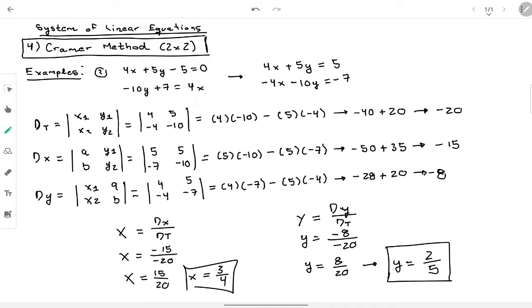An independent answer. If we want to put it in coordinates, remember x comma y, so it's going to be 3/4 comma 2 over 5. That will be it, the process for obtaining the answers by the Cramer method in this specific system. Let's see one other example.